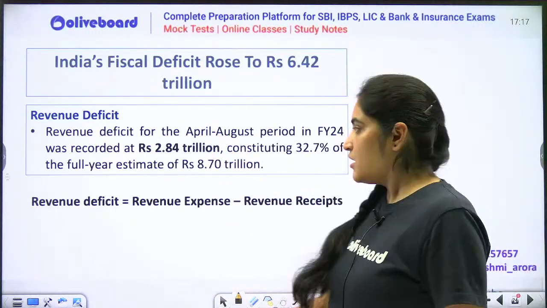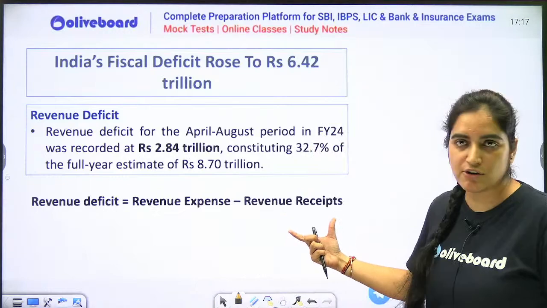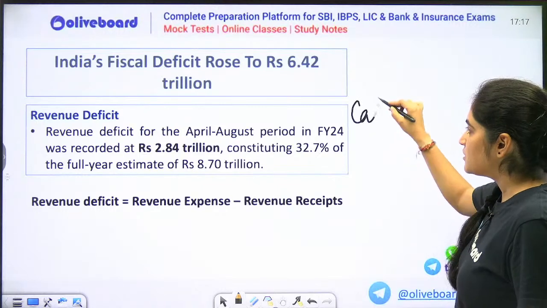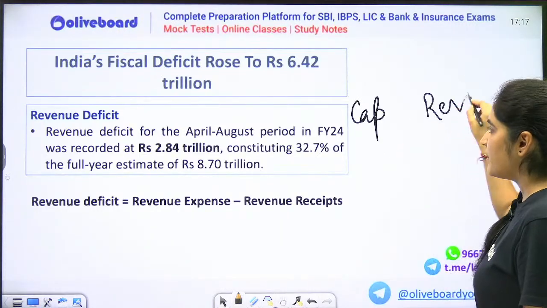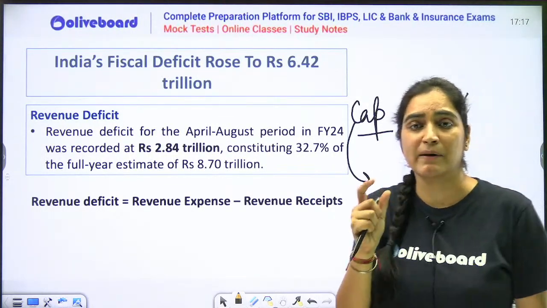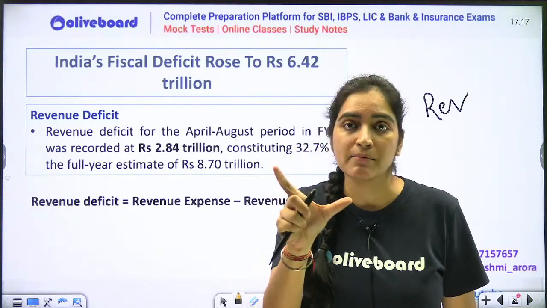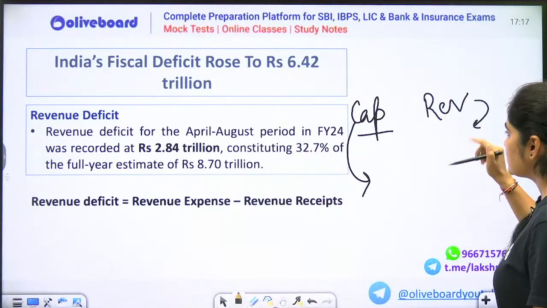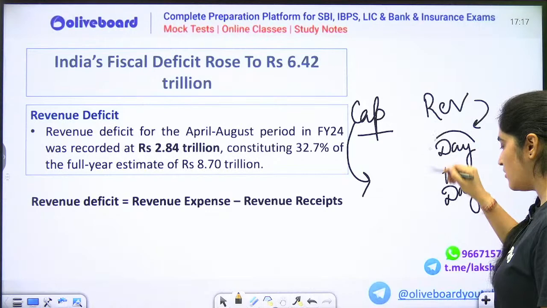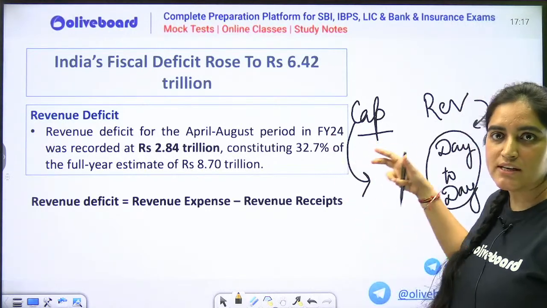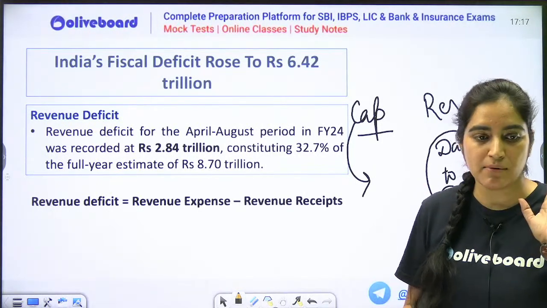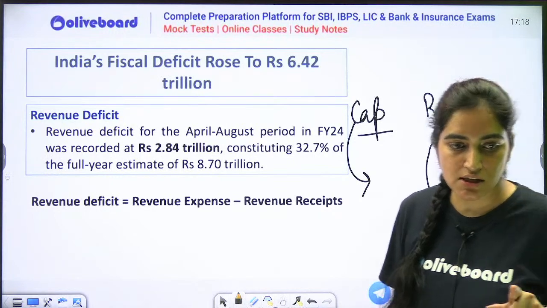What is revenue deficit? Revenue deficit is revenue expenditure minus revenue receipt. देखो, whenever you come across a term capital or revenue, what does capital mean? Capital expenditure means all that expenditure जो कि long term के लिए होता है. And revenue expenditure basically means your day-to-day expenses. If you want to have a discussion over what is revenue, what is capital, we need to have that discussion before your budget or your economic survey. So we'll have a discussion over this.